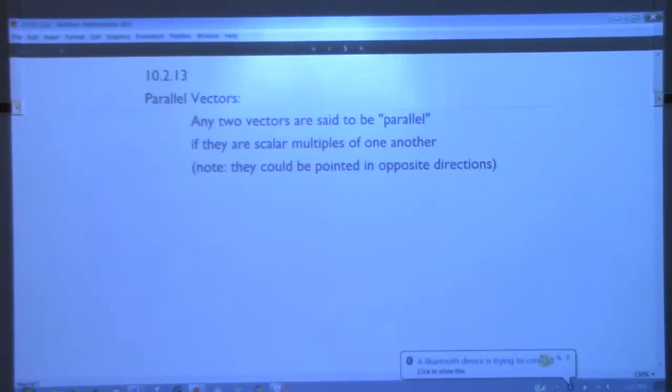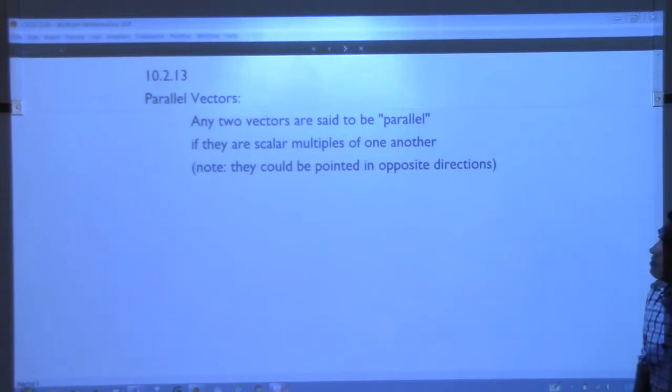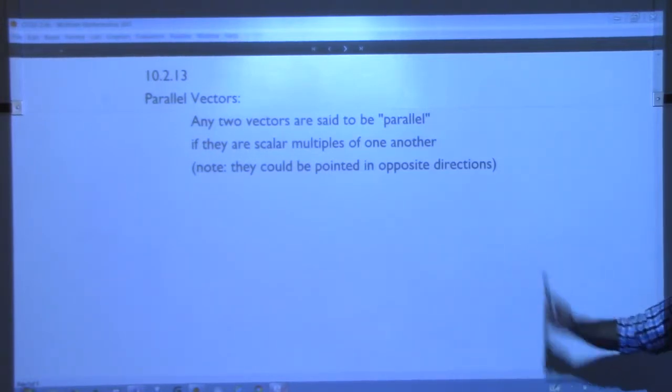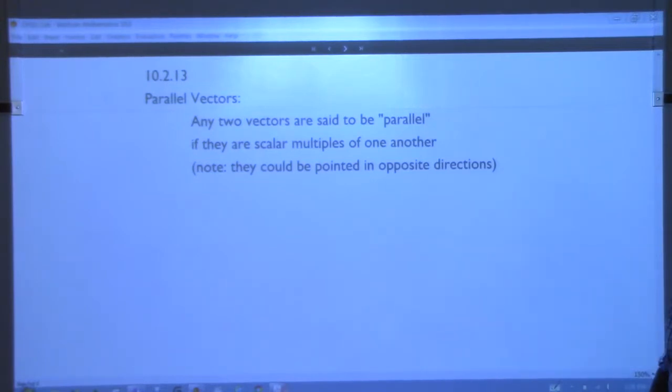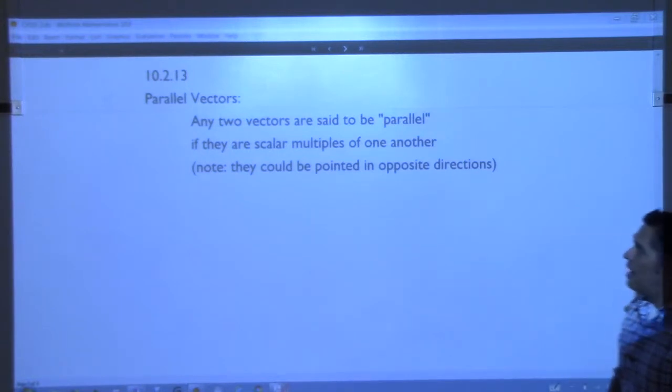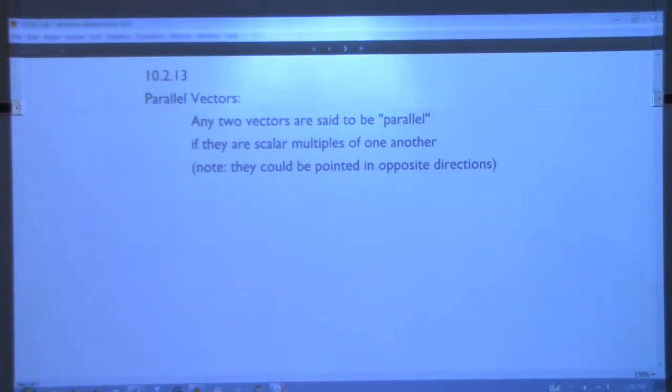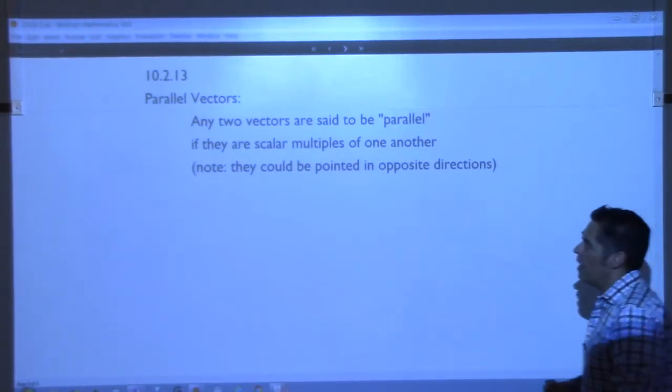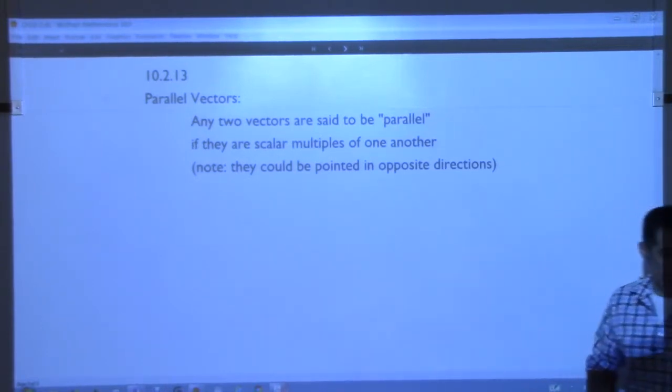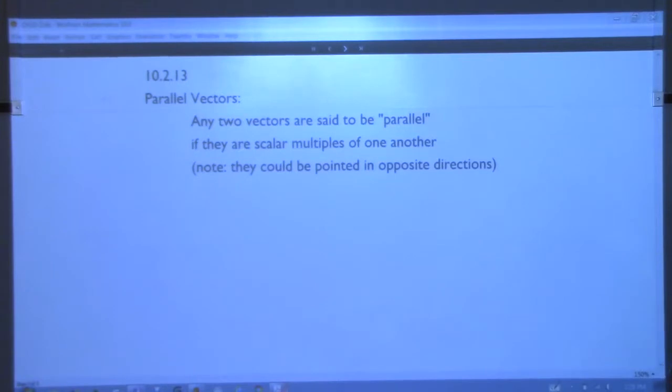All right, very important definition here. Parallel vectors. Any 2 non-zero, I forgot to put it in there, any 2 non-zero vectors are said to be parallel if they are scalar multiples of one another. Note, they could be pointed in opposite directions. Let me give you a quick example of this.